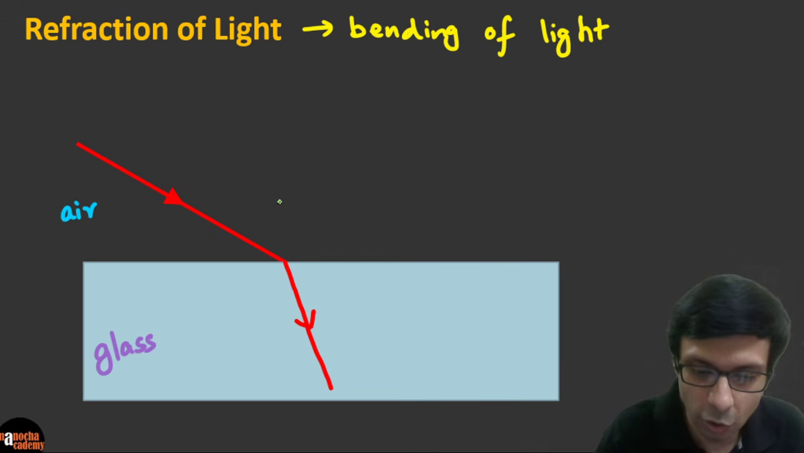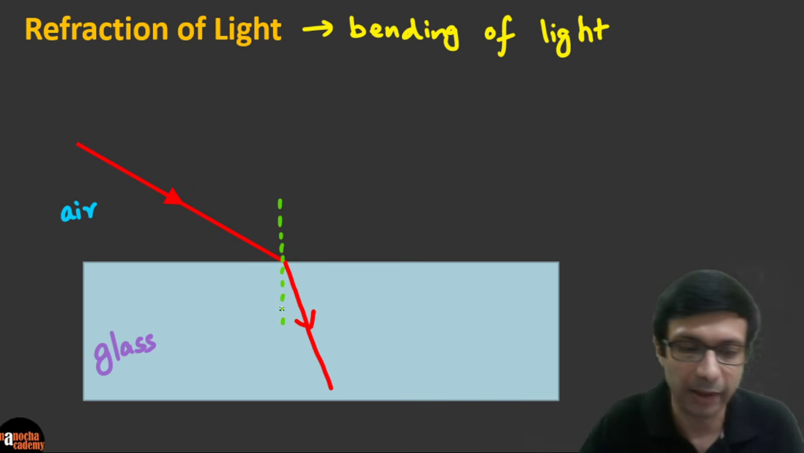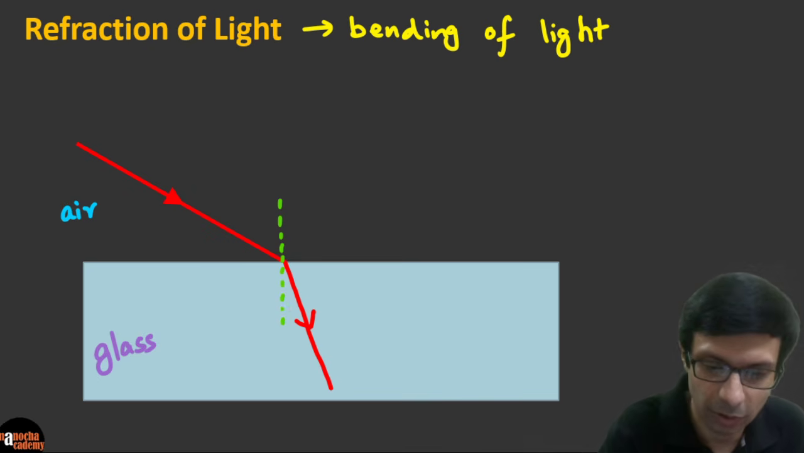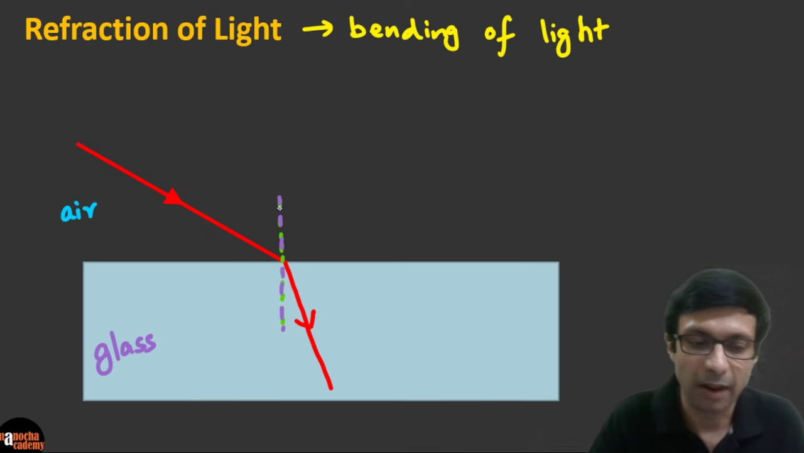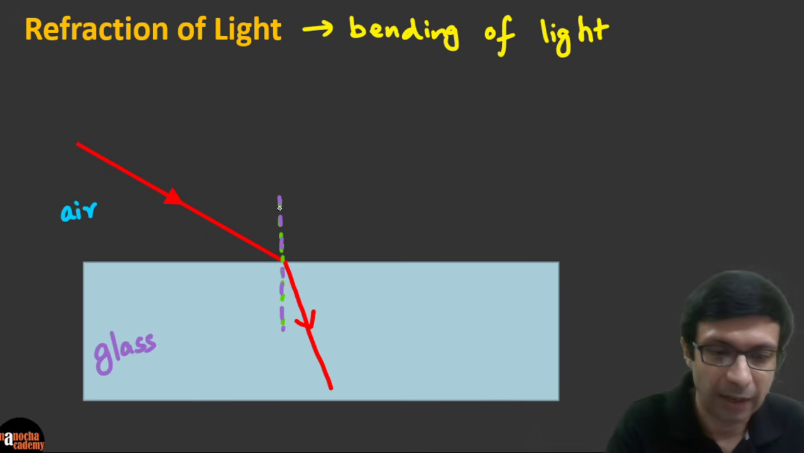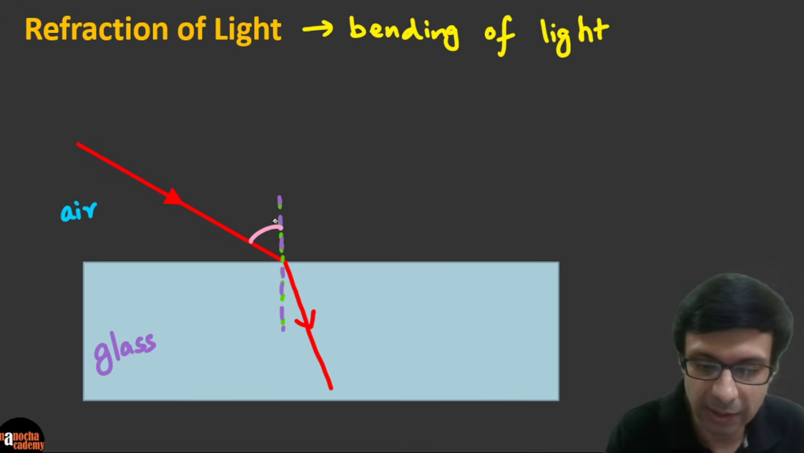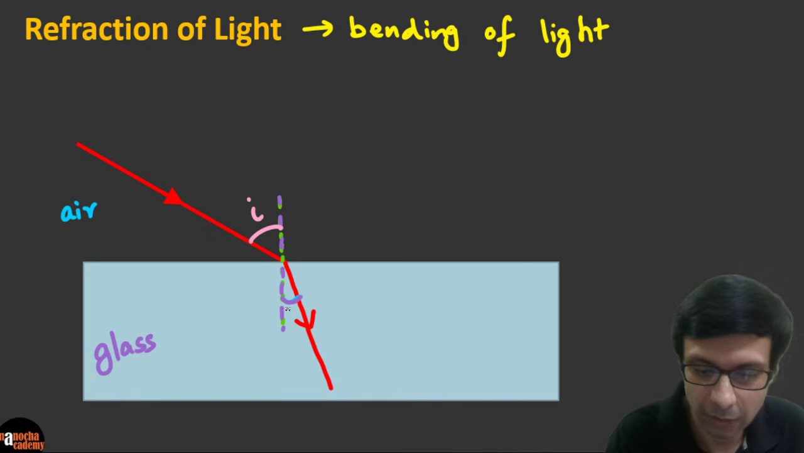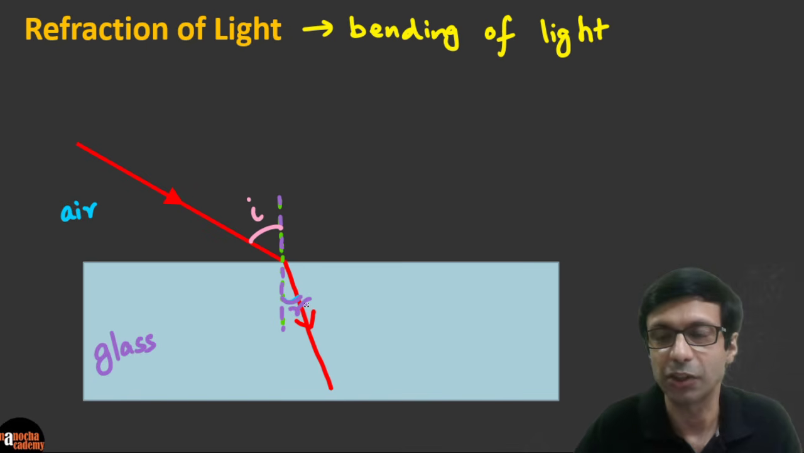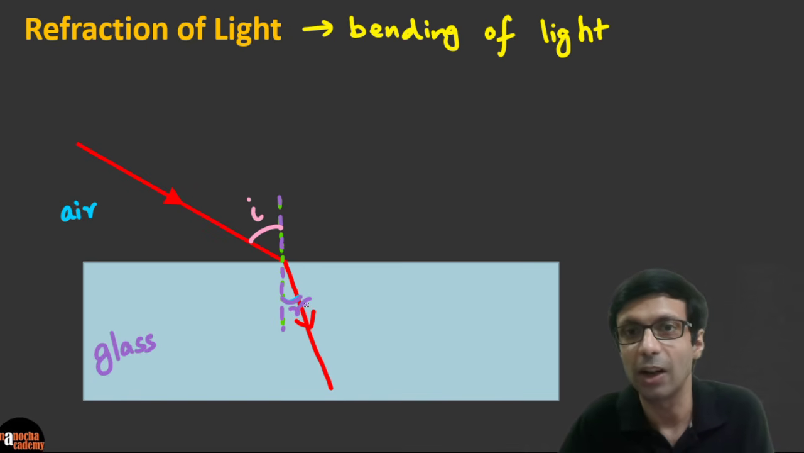So if we draw the normal here, you can see that there is clearly a bending of light. Okay, or let me show it here in a different color. So if we draw the normal like this, right, can you see that the light is bending? And if you look here, this is the angle of incidence and this is the angle of refraction over here. So that is our angle of refraction, and you can see those two angles are not equal.